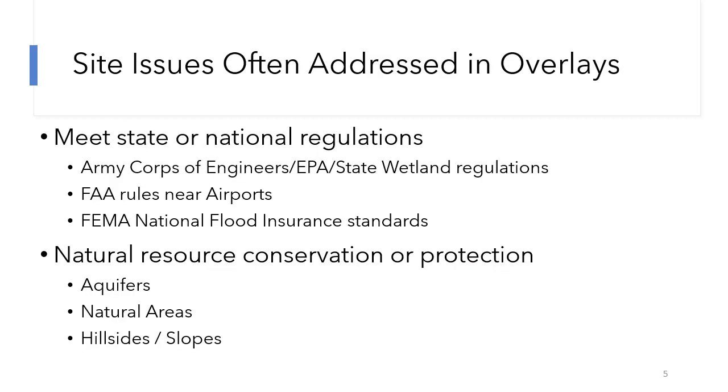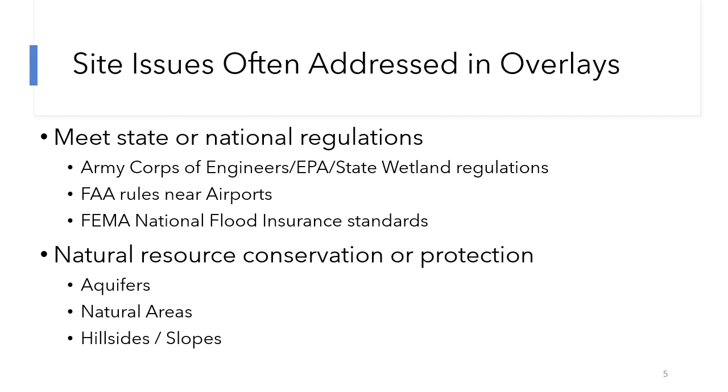There are many reasons that jurisdictions use overlays. Jurisdictions might be subject to state or federal regulations, and to ensure compliance with those regulations, they'll implement them in their zoning. These include regulations around environmentally sensitive lands, like wetlands. Overlays related to sensitive lands may be established to meet Army Corps of Engineers, the EPA, or state regulations.